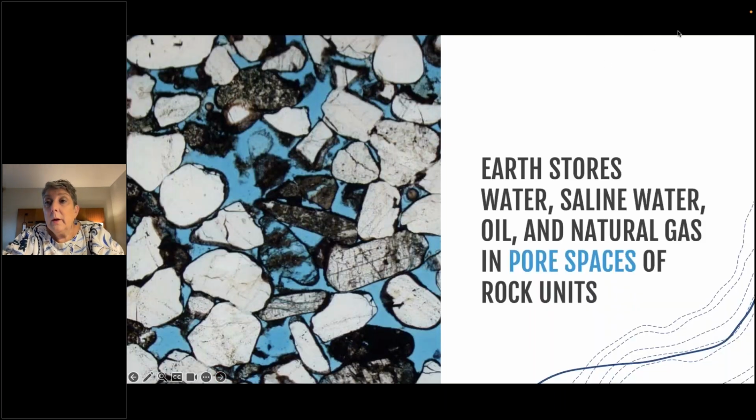Let me talk a little bit about how storage actually happens. The Earth stores water, saline fluids, oil, and natural gas in pore spaces in rocks.